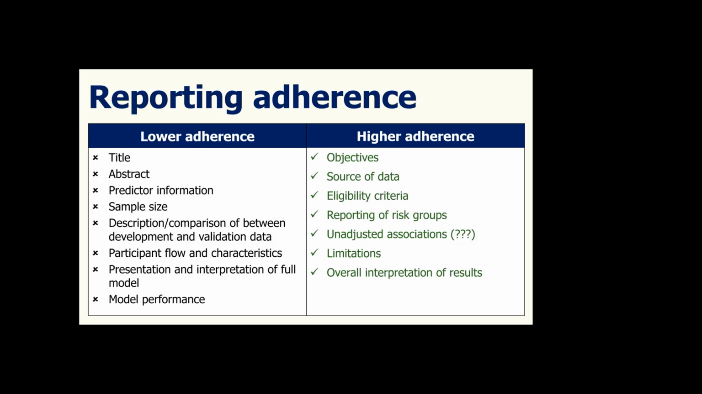I'm never quite sure what to make of this one, but unadjusted associations, there was a higher adherence of reporting kind of unadjusted associations. I've got the question marks next to it just because from a methodological conduct point of view, it's probably not a great thing to be selecting your predictors based on unadjusted association. So it's a bit of a catch-22 there, I think, for that one. And then also when it came to limitations and overall interpretation of the results, that all seemed to be better adhered to in terms of reporting items in TRIPOD.